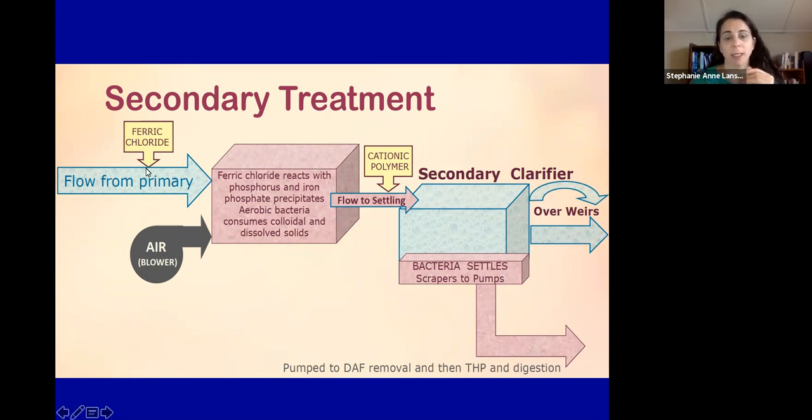It reacts with the phosphorus and precipitates it, but it also reacts with the sulfur to reduce the sulfur emissions. And then those aerobic bacteria can consume these solids that precipitate out. Again, we're going to have more polymers that are going to settle out our bacteria to keep them going, with the cleaner water going over our weirs.